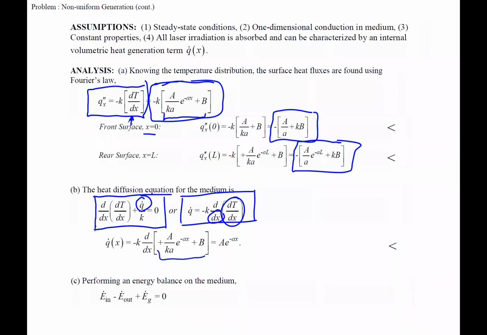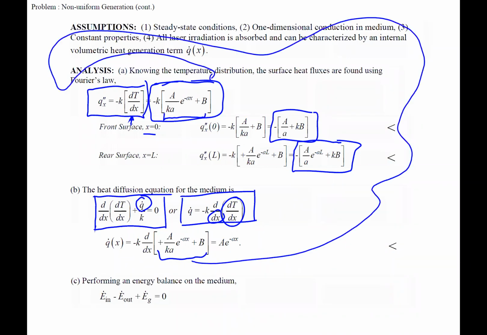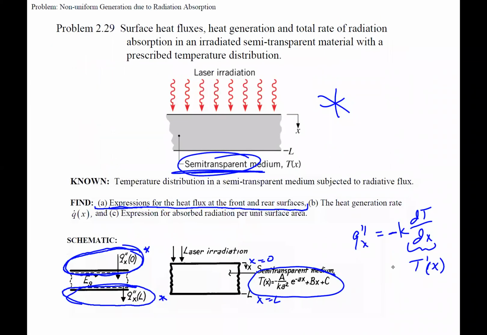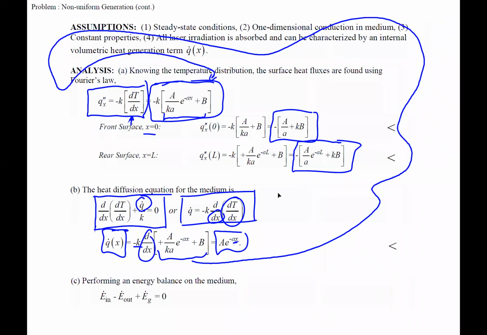Then we take the derivative again and multiply k out, and we get our equation here. We see that the volumetric heat rate is a function of x in this problem, because of what the temperature distribution has. So that's part B.